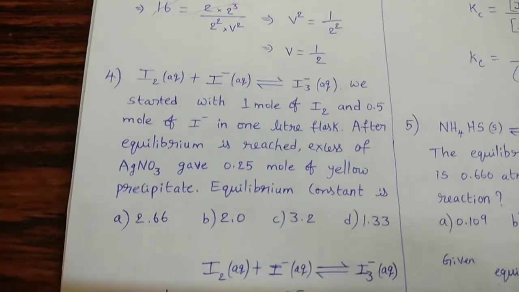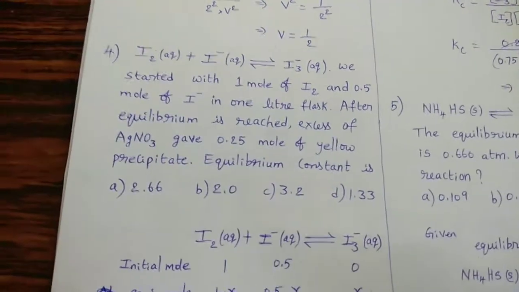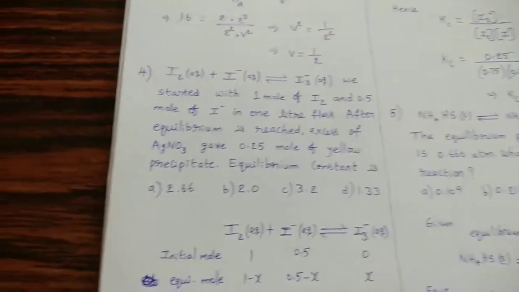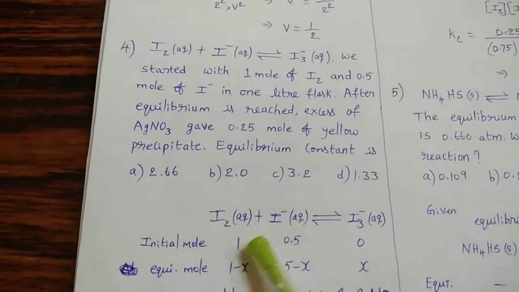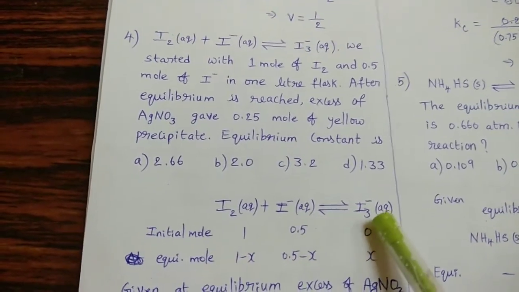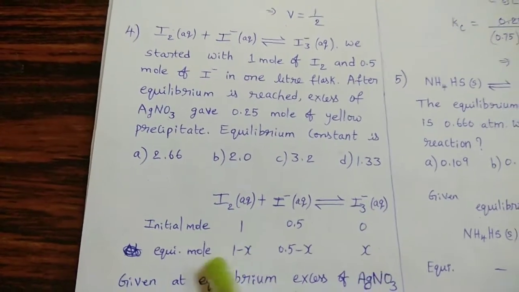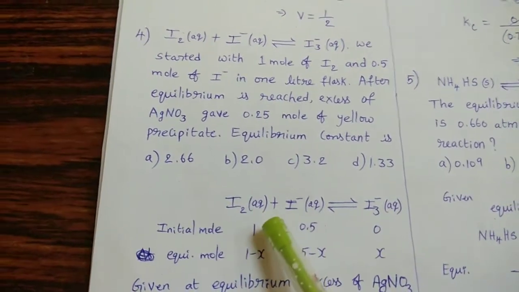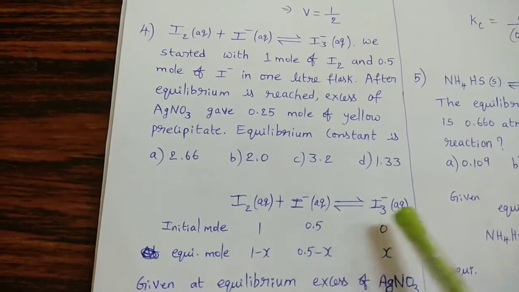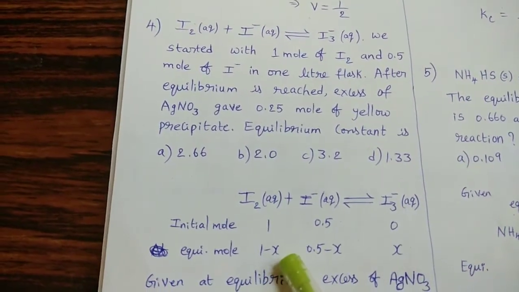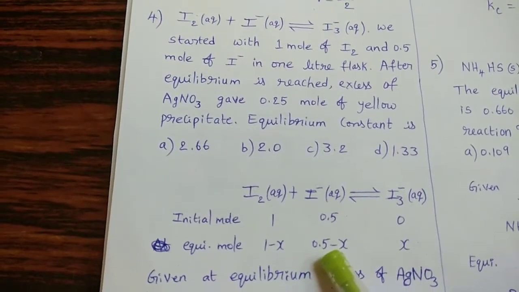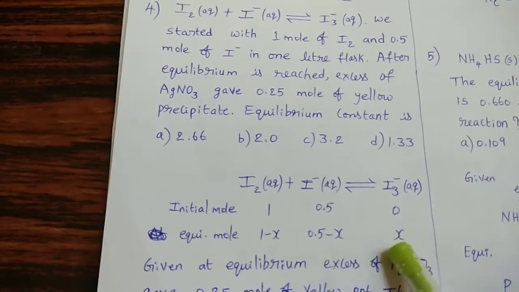See the equation. This is the given equation. Here the reactants' initial moles are also given. This is 1 mole. This is 0.5. So initially no product, so 0 moles. At equilibrium, X moles is decreased from this and from this also. That means X moles of product is formed. So 1 minus X, here 0.5 minus X, here X.